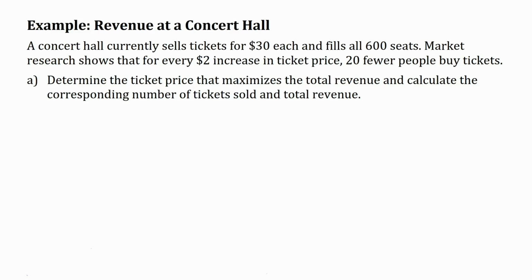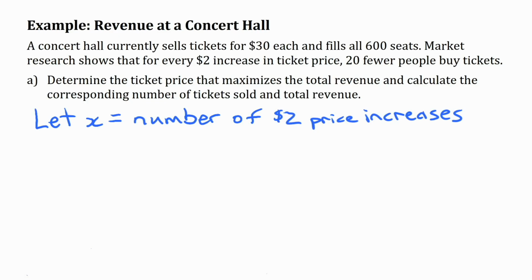There are lots of different approaches we could take here, but the one I'm going to take is to focus on what the people who run this concert hall have control over, and that's how much they increase the ticket price. It talks about $2 ticket price increases, so I'm going to make x equal to the number of times they increase the price by $2.